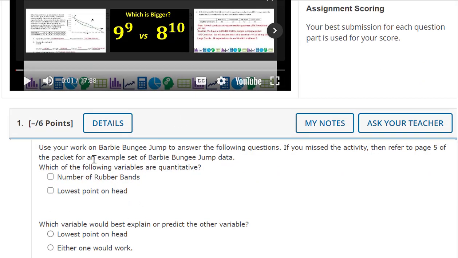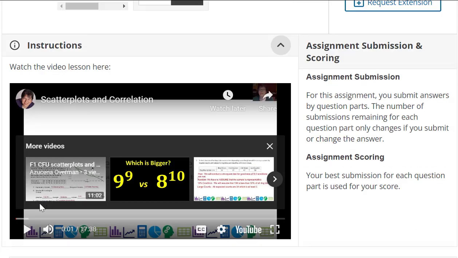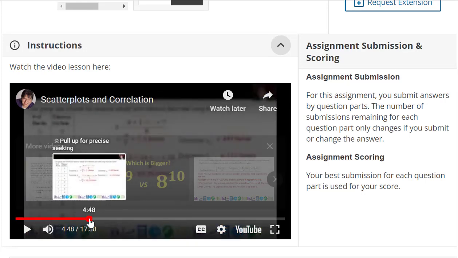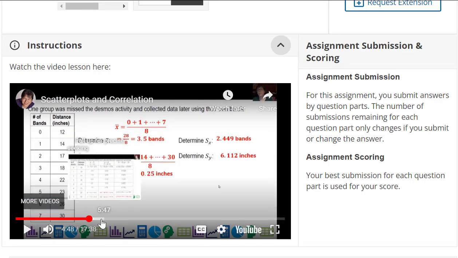Okay, so use your work on Barbie Bungee Jump to answer the following questions. If you missed the activity, then refer to page 5 of the packet for an example set of Barbie Bungee Jump data. Note that it might be really close to page 5. I will probably have to double check that. But the main thing is that we were trying to figure out how far Barbie would jump. And actually, if you look in here, it's in the notes. I have an example in here.